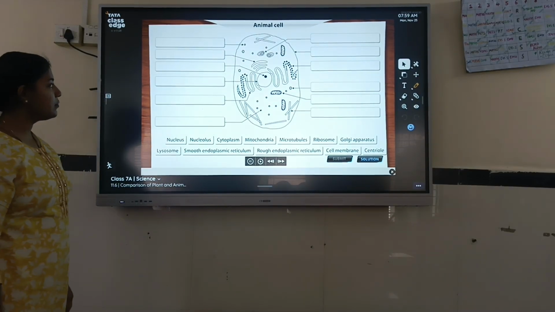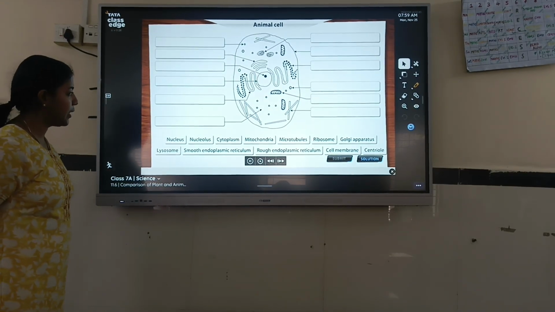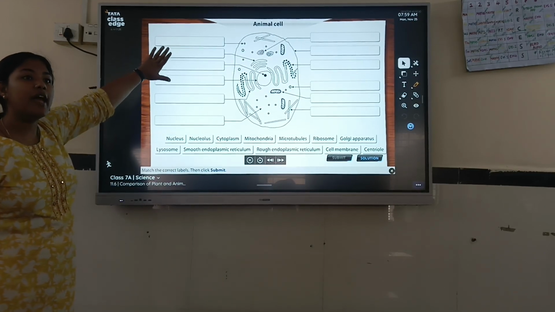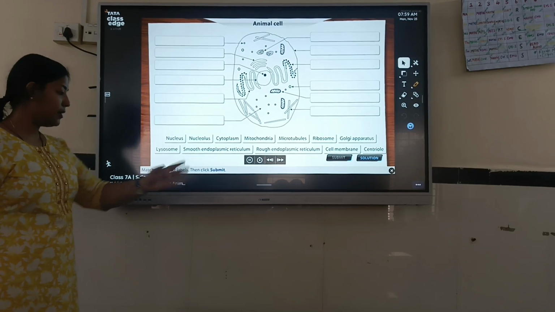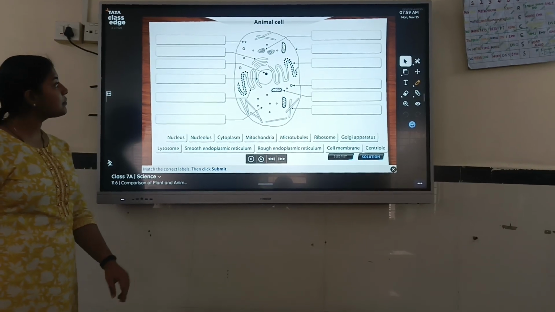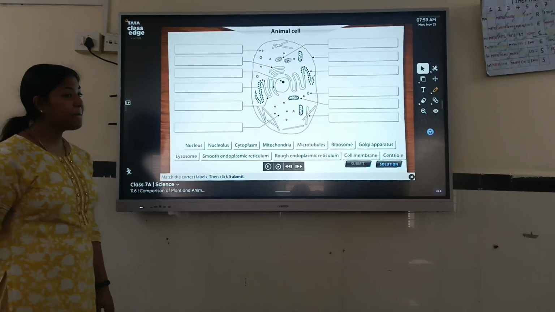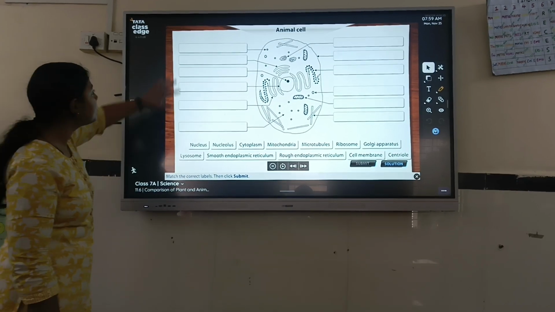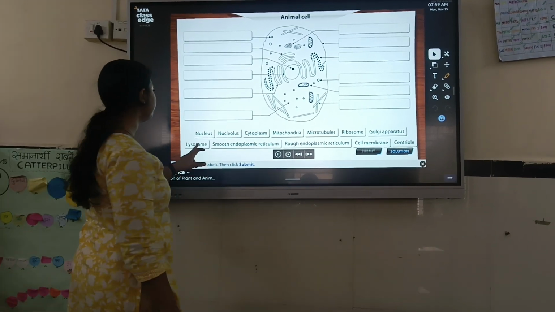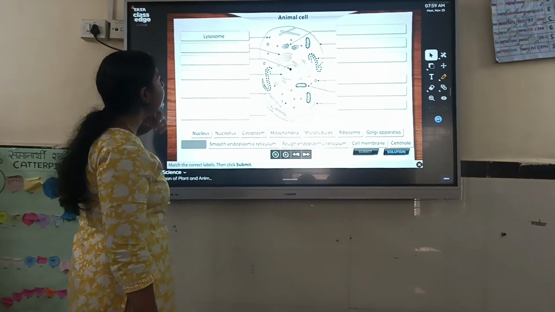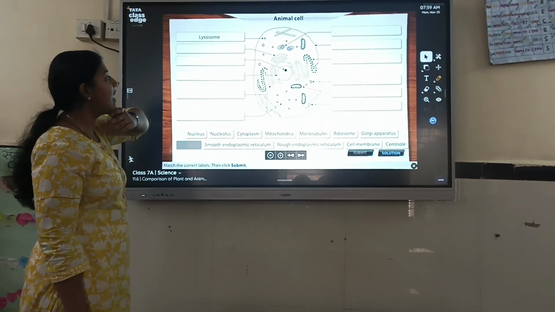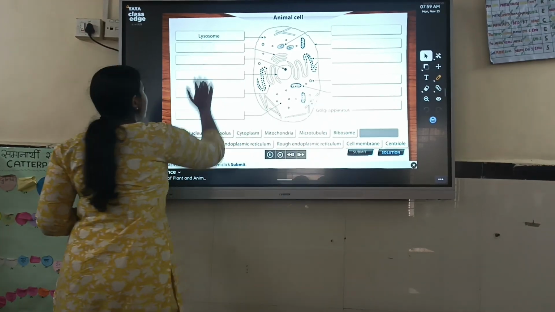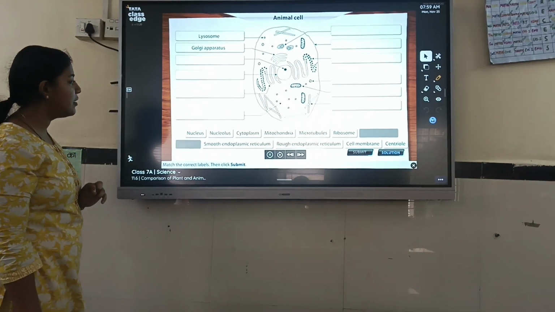Match the correct label. So this then is the animal cell. Click submit. First we'll go for the left side, all the labels, and then we'll go to the right side. Let's go in order. First one is what? Lysosome. Sure. Second one is what? Golgi apparatus. Okay.